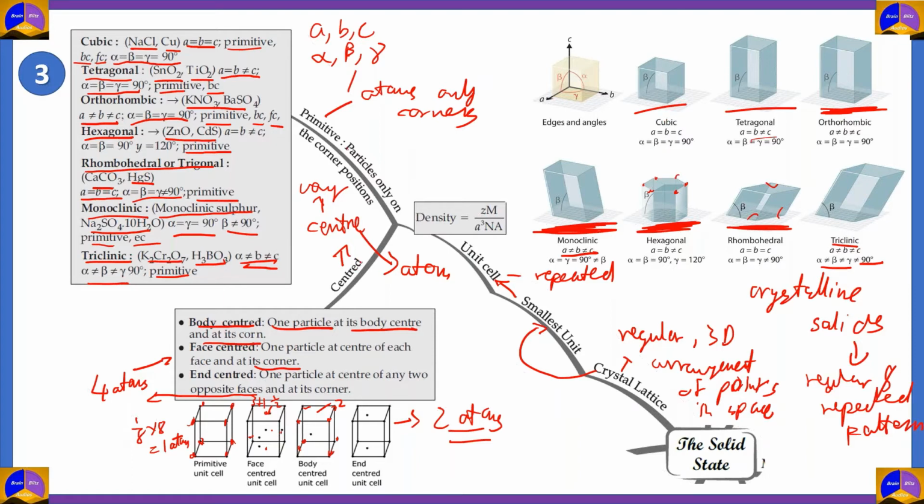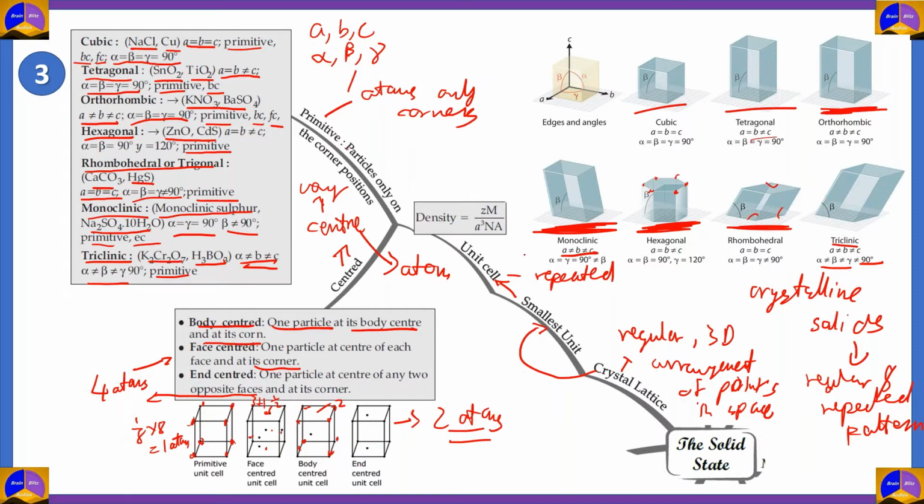And when it comes to centered unit cells, due to the center, there are three types again: body-centered, face-centered, and end-centered. Body-centered means the particle is present at the center of the cube, and face-centered means there's a particle at the center of each face, and end-centered means there is a particle at the center of any two opposite faces. So that means it can be top-down, it can be left-right, it can be front-back, but only two at a time.